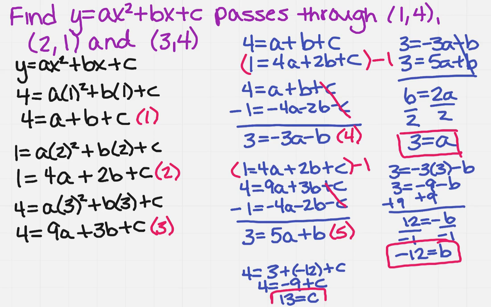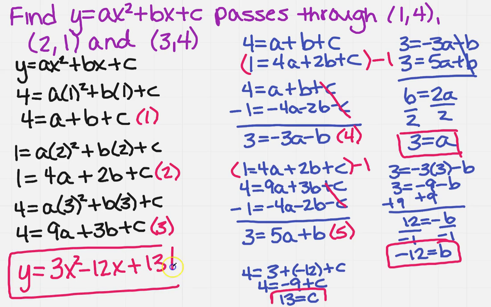Now we have a, b, and c, but remember what the question asked. It wants the actual quadratic function. So I actually need to put it in the form y equals, and we said a was 3, so I'm going to get 3x squared plus b, which is actually a minus, so I'm going to put minus 12x plus c, which is plus 13. So the actual answer that you need, remember, is the equation itself.